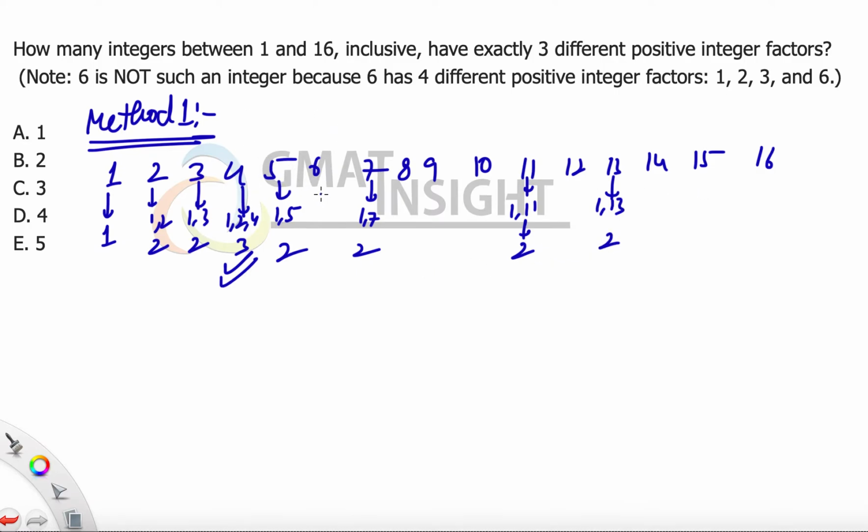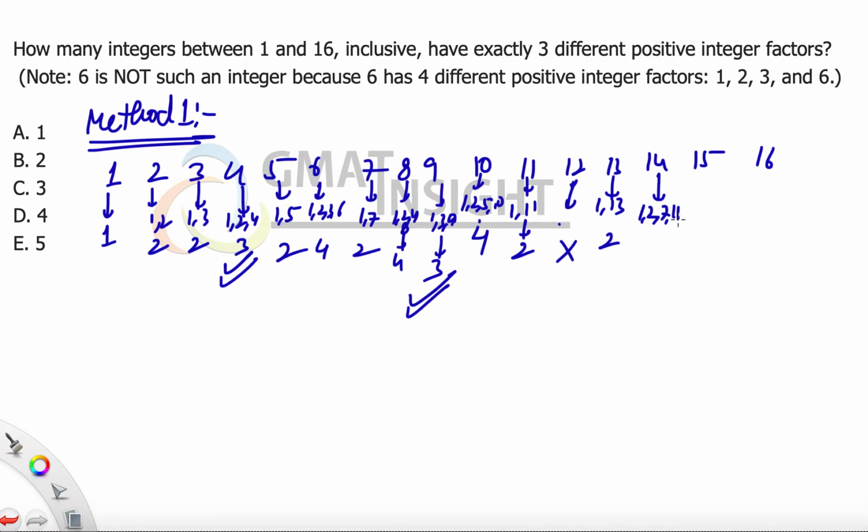6, as the question already has mentioned, has four factors, 1, 2, 3, 6. So it is out. 8 has again four factors, 1, 2, 4 and 8. 9 has factors 1, 3, 9. So it has three factors, satisfied. 10 has four factors, 1, 2, 5, 10. So it's out. 12 has more factors than even 6. So definitely out.